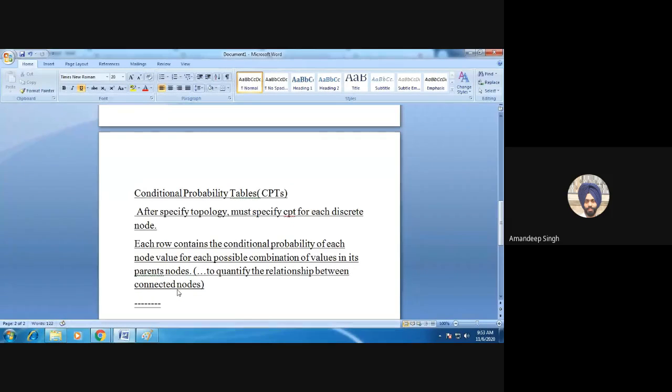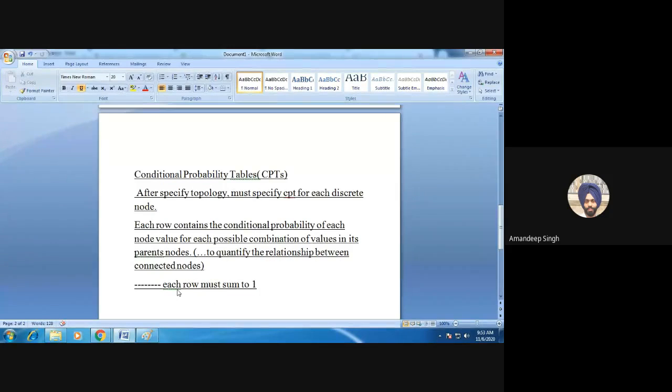We'll be seeing these points, and also in this each row must sum to 1, that is the combined probabilities of all the cell values in the given row should be 1. And what else is there when you try to build the conditional probability tables? A node with no parents has basically one row. That is basically the case of prior probabilities.